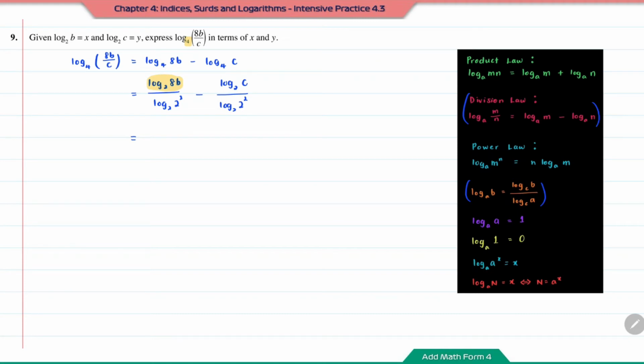Now, for this part, I can use the product law. I can write it as log base 2 of 8 plus log base 2 of b over log base 2 of 2 to the power of 2. Referring to this law, it is going to give you the answer of number 2, minus log base 2 of c, which we can replace with y. And log base 2 of 2 to the power of 2, we can replace it with number 2. So this number 8, we can write it as log base 2 of 2 cubed. So log base 2 of b is equal to x. So now, this log base 2 of 2 to the power of 3 is equal to number 3.